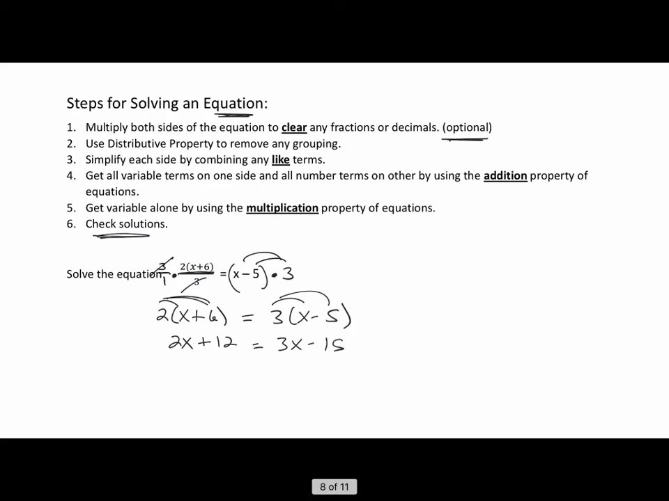Then I want to use the addition property because I don't have any like terms. So I'm going to start moving terms. I'm going to opposite 2x because that's the smaller coefficient of the variable. Then that'll leave just 12 on the left side and x minus 15 on the right. Then I want to opposite the number term from that side. So I'm going to add a positive 15 to both sides of the equation. That way I have just x on the right side and 27 on the left. And I don't need the multiplication property because I've already found the solution to the equation.